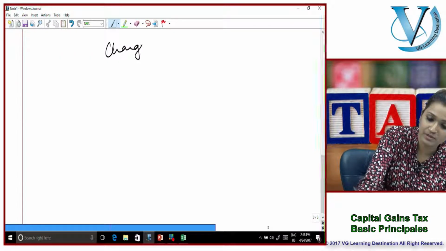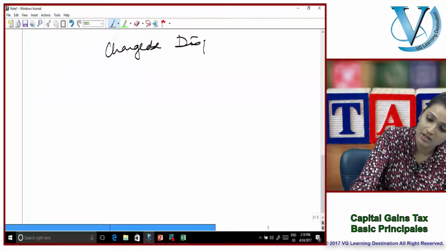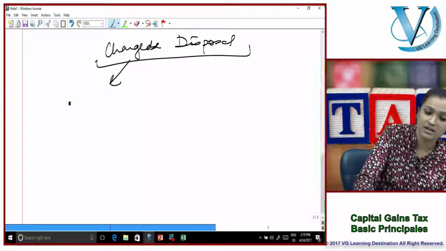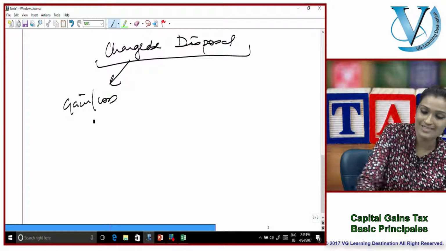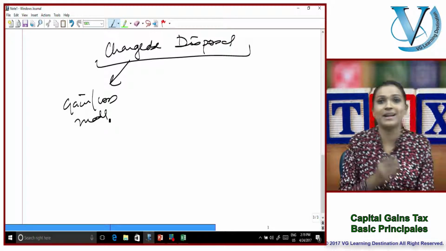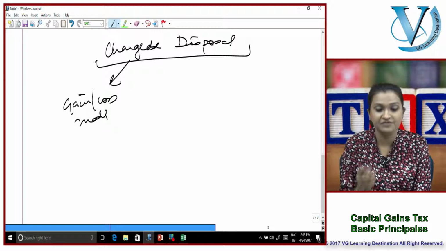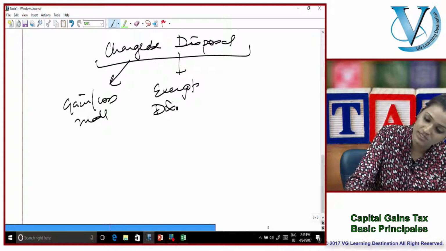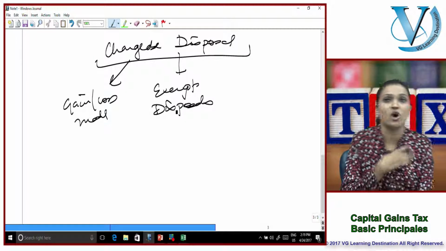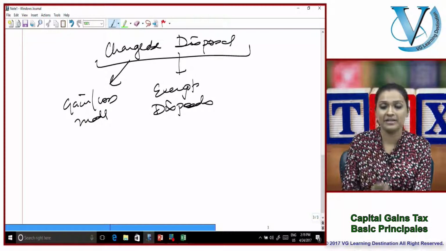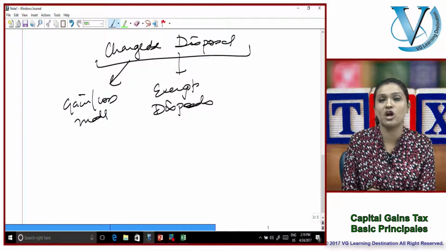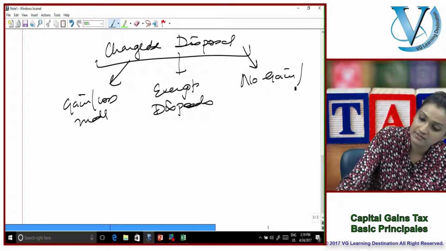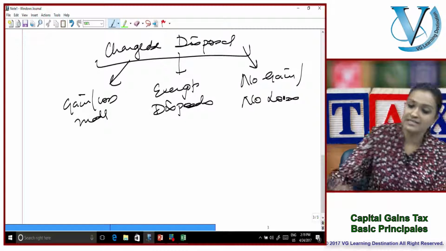So a chargeable disposal can be when there is a gain or a loss made on a particular asset which is being transferred. Also, there are a few exempt disposals. Because they are exempt, it does not attract any CGT liability. Also, there would be a few chargeable disposals which would be considered at a no gain, no loss circumstances.